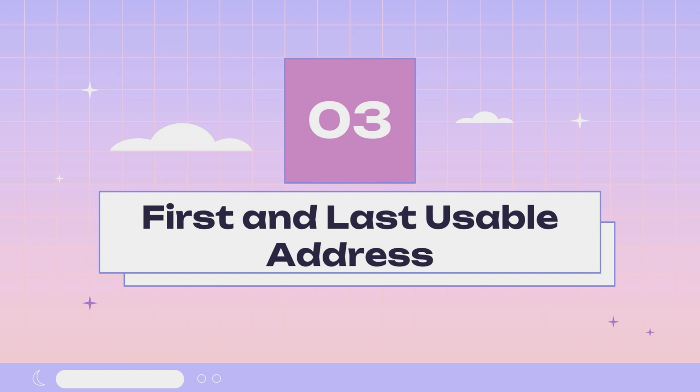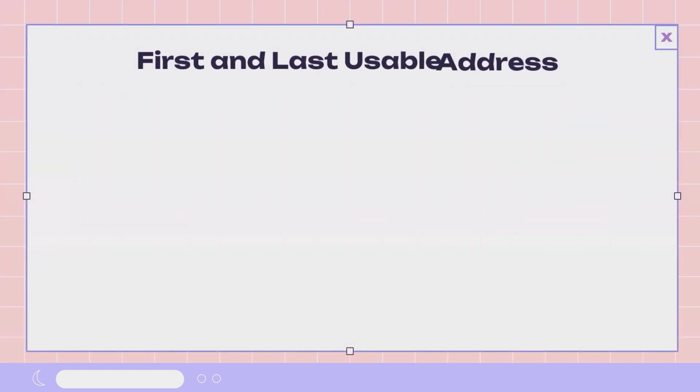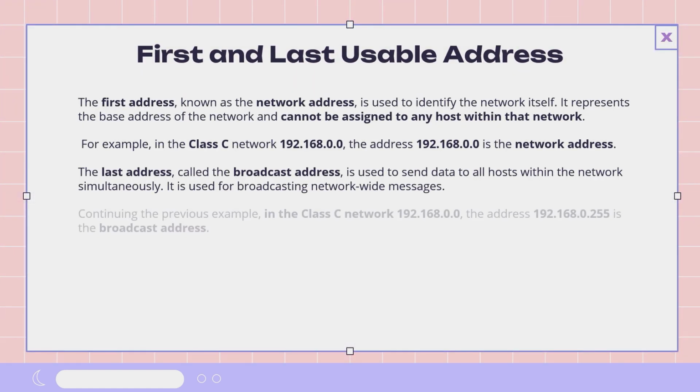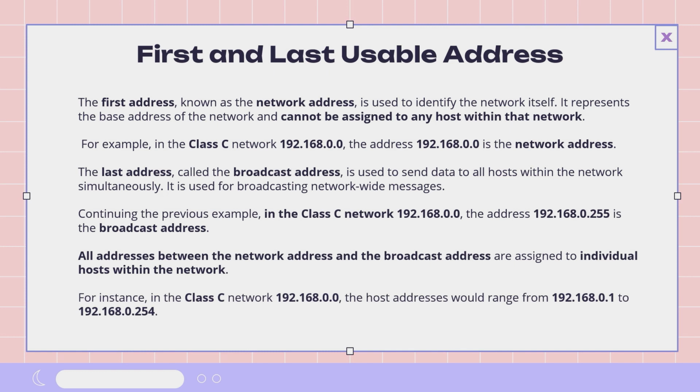First and last usable address. Within a network, the first and last addresses have special significance. The first address, known as the network address, is used to identify the network itself. It represents the base address of the network and cannot be assigned to any host within that network. For example, in the Class C network 192.168.0.0, the address 192.168.0.0 is the network address.